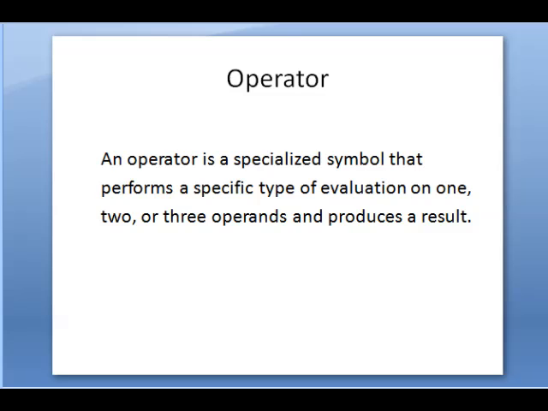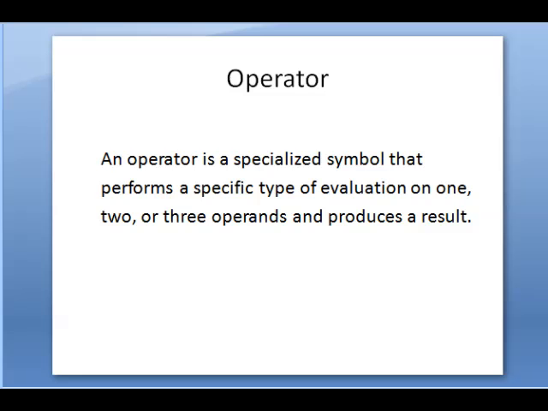do some operations. So the definition is like this: an operator is a specialized symbol that performs a specific type of evaluation on one, two, or three operands and produces a result. Operands means values. So if the operands want to produce a result, we want an operator.